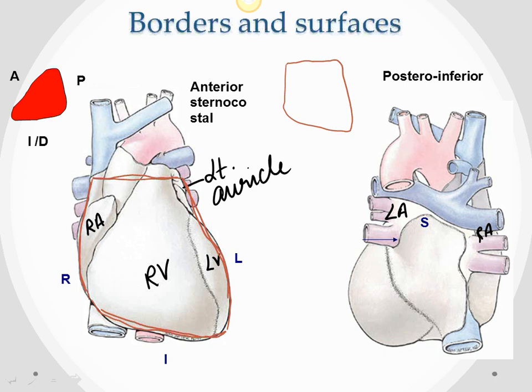Okay. The entire right border, which is this, is formed by the right atrium. The inferior border is formed, as you can see, by the right ventricle and the left ventricle. This point here forms the apex of the heart. And the apex of the heart is formed by the left ventricle only.